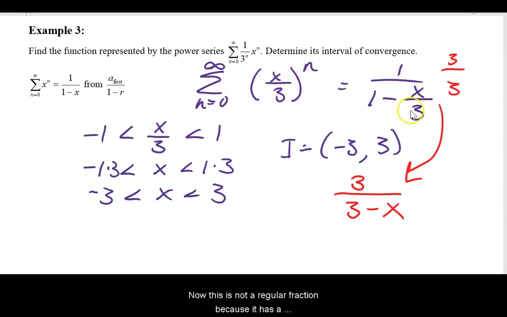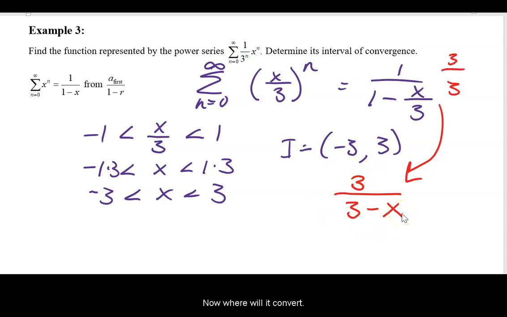Now, this is not a regular fraction because it has a fraction inside of a fraction, which makes it complex. To put it into a better form, simply multiply by the unit fraction 3 divided by 3. That will give you 3 divided by the quantity 3 minus x. This will be the rational expression for that power series.